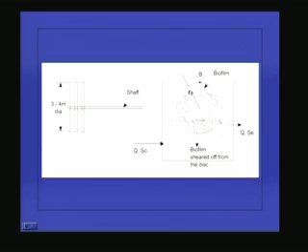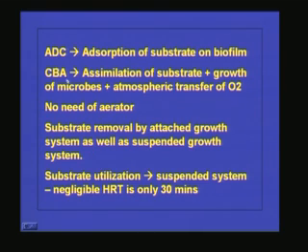This is CBA, this is A, this is D and this is C. In CBA, the assimilation by the microorganisms takes place as well as the oxygen transfer. So ADC is the adsorption of substrate on the biofilm, and CBA is the assimilation of substrate plus growth of microorganisms plus atmospheric transfer of oxygen. Like that the biofilm will be growing and removing the organic matter, and more and more cells will be generated.